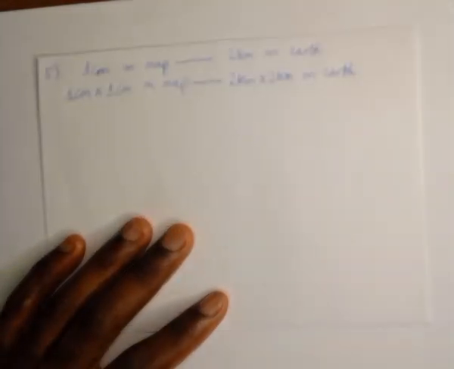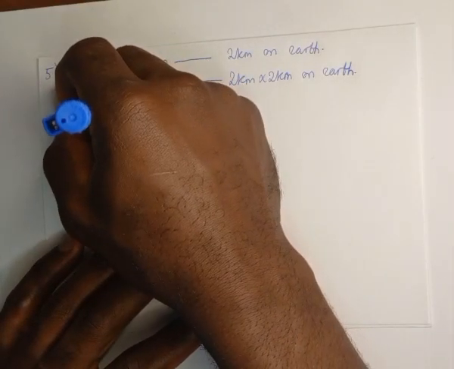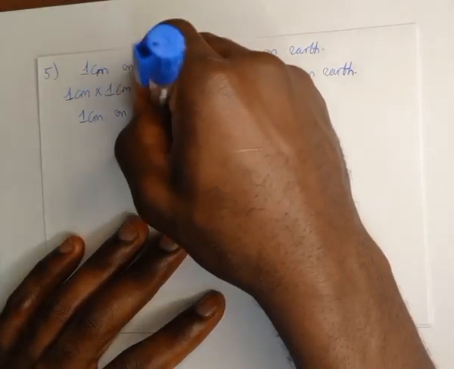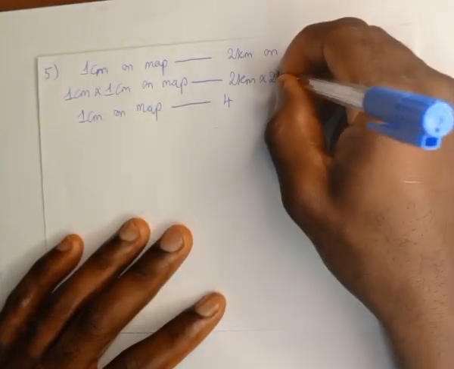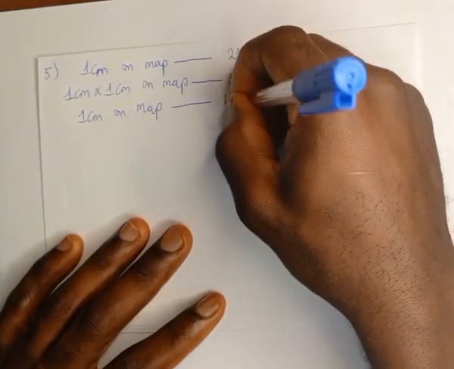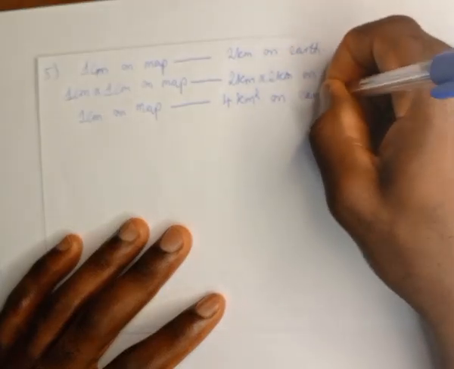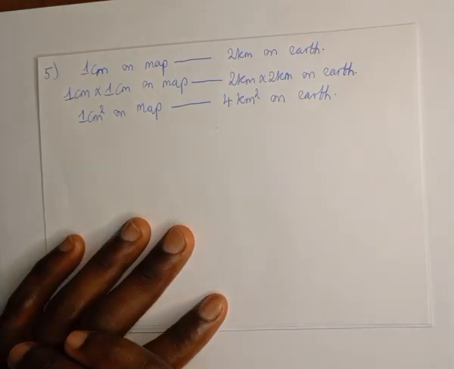Like this. And this will simply give us 1 centimeter times 1 centimeter gives us 1 centimeter squared on map. It will be equivalent to 2 times 2 gives us 4, kilometers times kilometers gives us kilometers squared on Earth. So 1 centimeter squared on map is equivalent to 4 kilometers squared on Earth.